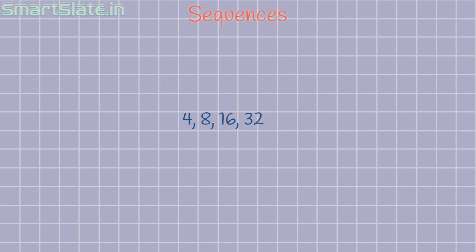Can you predict the next number? It is 64. Okay, let's take another series 4, 9, 11, 12 and 18. Can you tell me what is the next number? You cannot tell because these bunch of numbers look like some random numbers without obeying any rule.